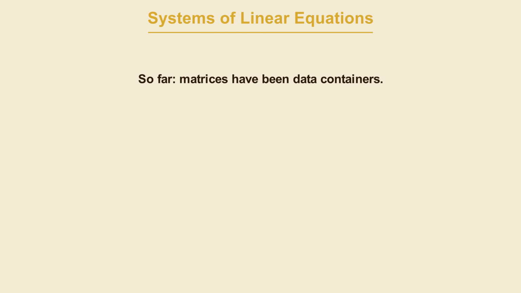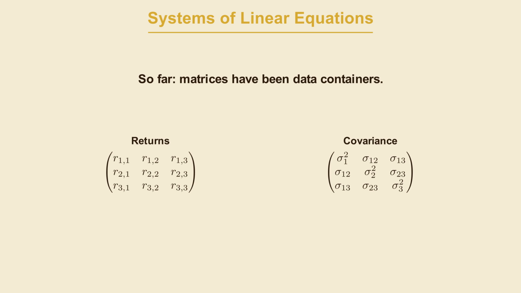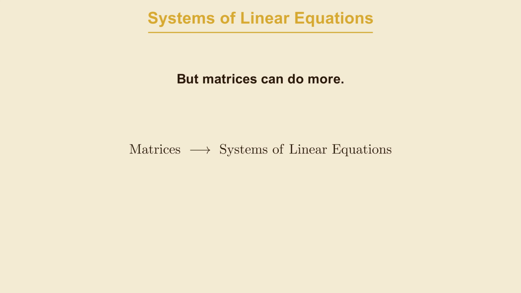So we've defined the basic notation of matrices, how they work, what the vectors are, and what the entries mean. But so far, all we've done with matrices is use them to organize different sets of data. We've organized the returns of different assets into a single rectangular matrix, and we've organized the covariances of stocks into a square matrix. But matrices have applications that extend beyond just the organization of data. For example, one of the most useful ways we can use matrices is to represent systems of linear equations. What exactly does this mean?